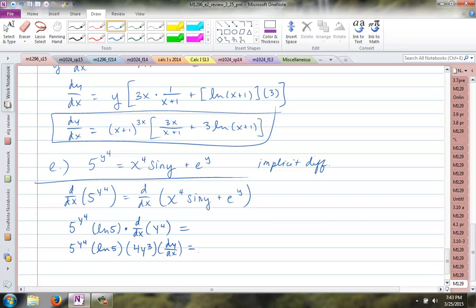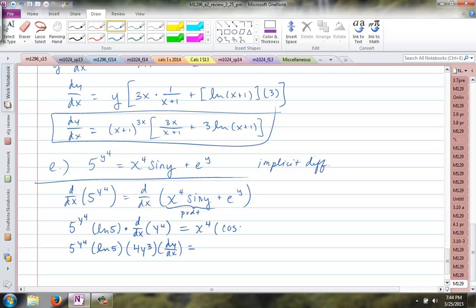Let's attack the right. Big picture, we got a sum. That's awesome, because I can just take the derivative of each term separately. Okay, first term, what do I got to do there? x to the 4th times sine y. What do I do there? Product rule. Alrighty, well, let's see what we got here. x to the 4th, and then what is the derivative of sine y with respect to x? Cosine of what?